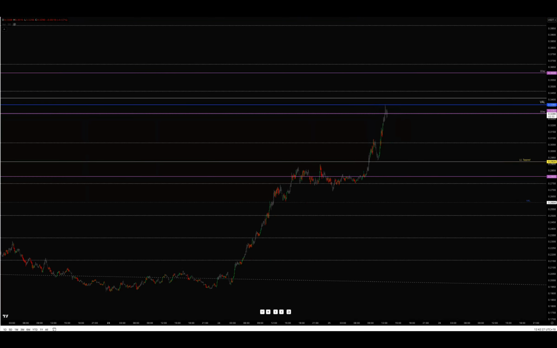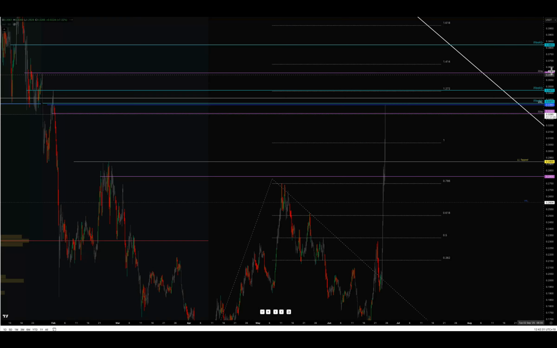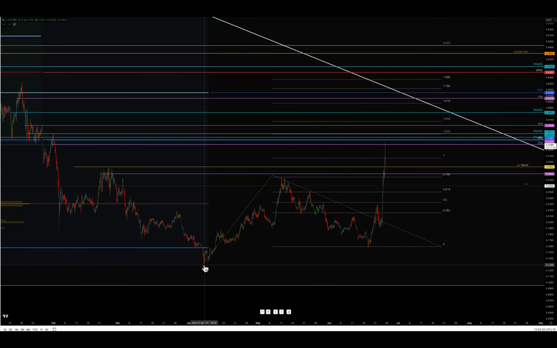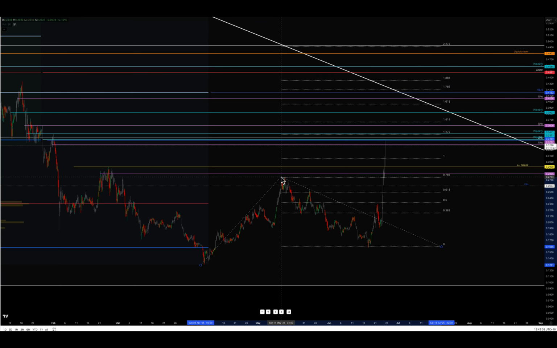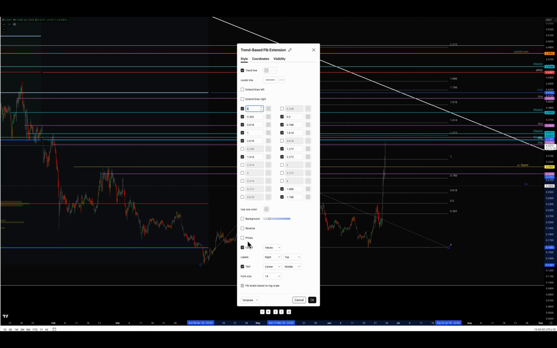Also, we had our Fibonacci, right? Let's just go back again. Let's go to a 4-hour. What we've done is the swing low to swing high to a swing low, and we've got our fibs. Let me just put that in a different color.